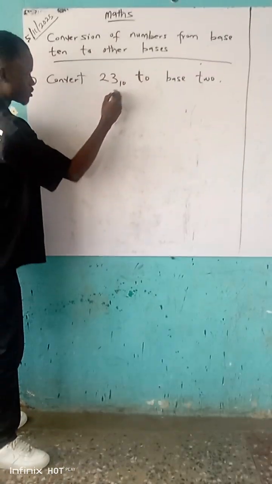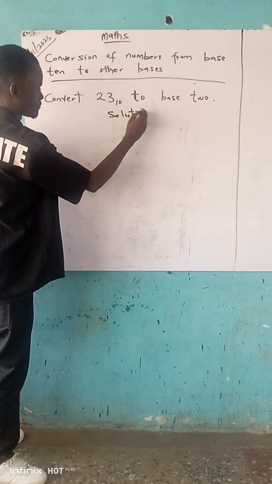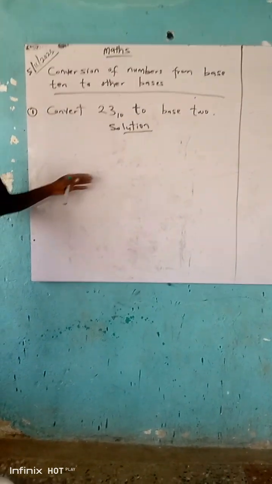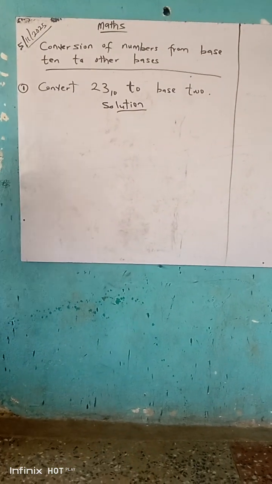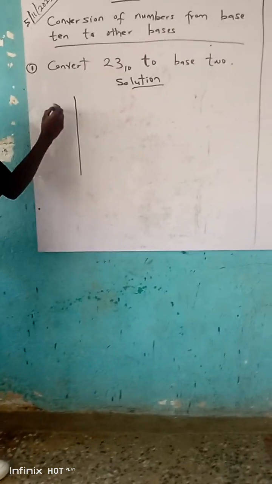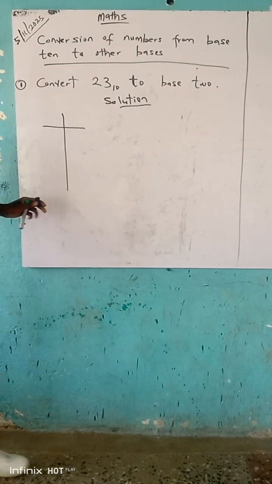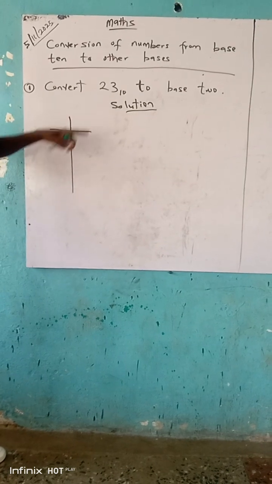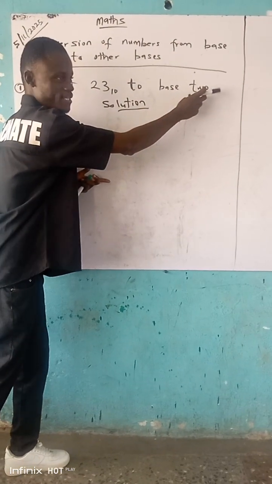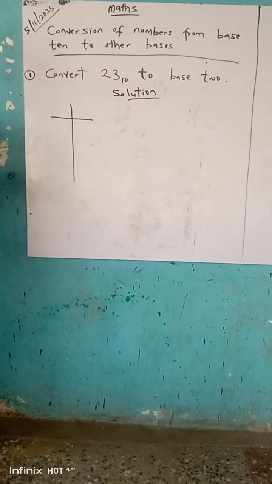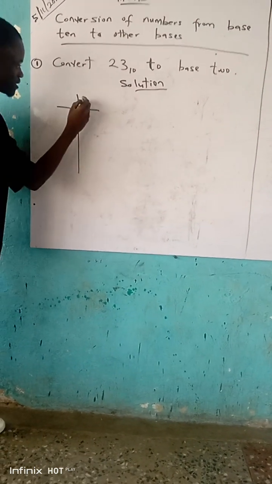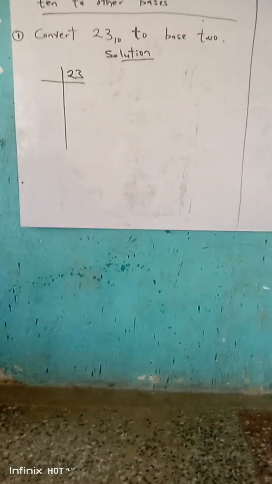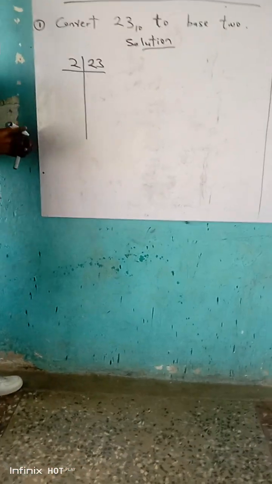First of all, you write your solution. Like I always say, for every problem there is always a solution. After you have written your solution, I normally advise students to use the cross sign so that it makes everything easier and simpler. Now what we are going to do is take this 23 in base 10 and divide it by the base 2 that we are converting it to. Let's write the 23 here. Remember, it's in base 10. We are converting it to base 2. Write your 2 here.